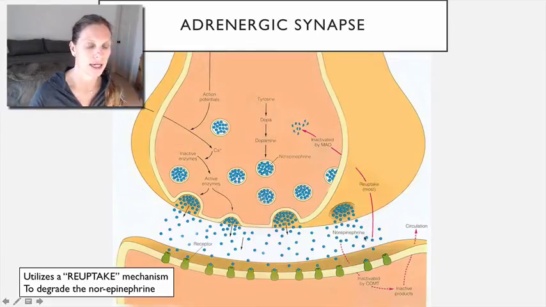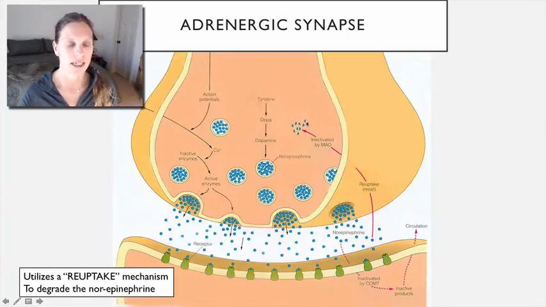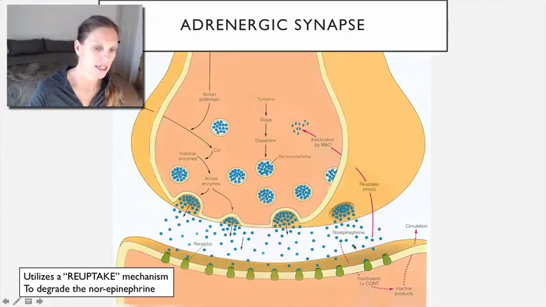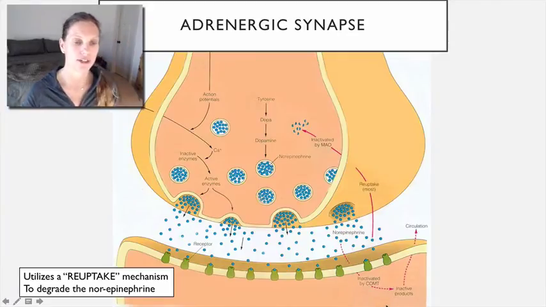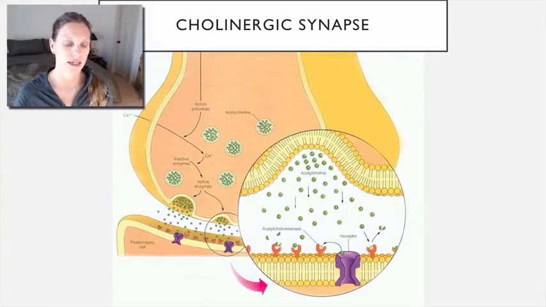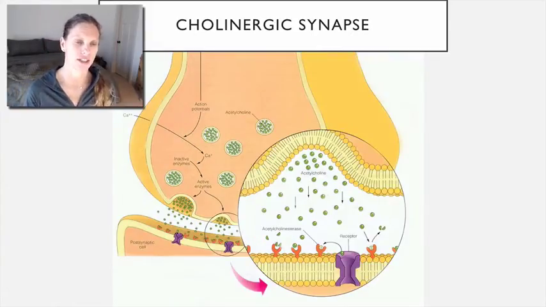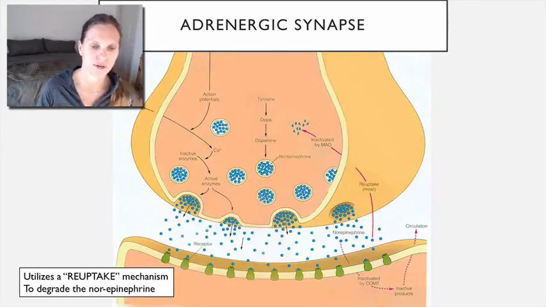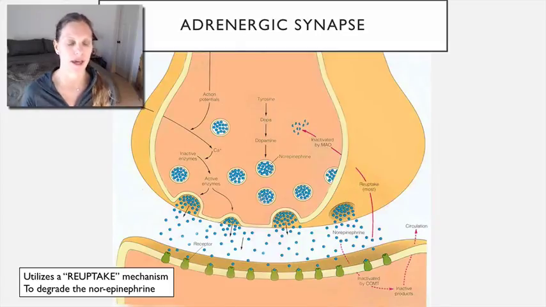So this reuptake mechanism, we have one happening here, getting recycled back into the presynaptic neuron and then getting degraded by an enzyme called monoamine oxidase, MAO enzyme. The other option is for norepinephrine to get sucked down here into the postganglionic neuron, in this case. And there's another enzyme called COMT, C-O-M-T, which is catechol-O-methyltransferase, I believe. And that guy is going to also get norepi out of the synapse.